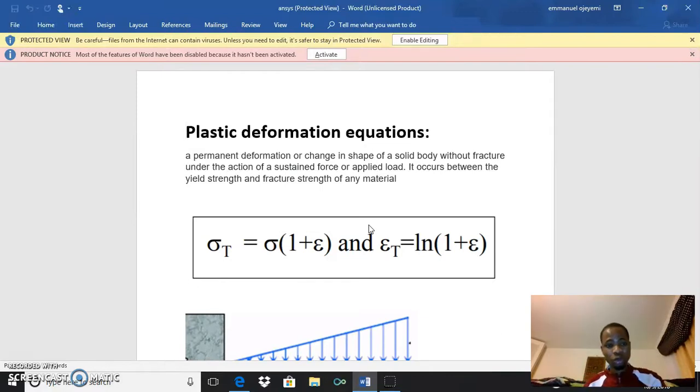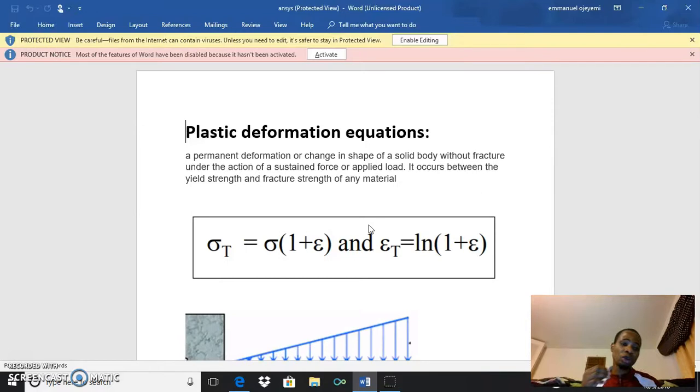I just want to give brief information about the project that I want to do. I'm going to do my project on plastic deformation of I-beam. Basically, plastic deformation is called permanent deformation. This is as a result of the structure being given a load that is much more than what it can bear.